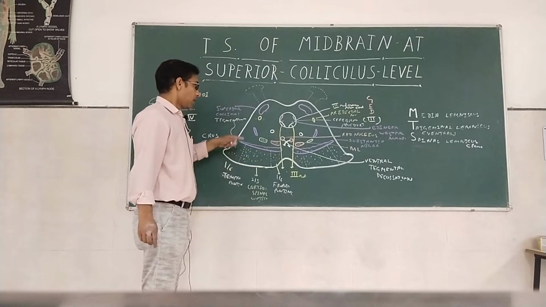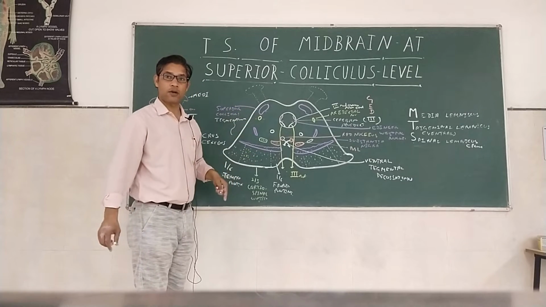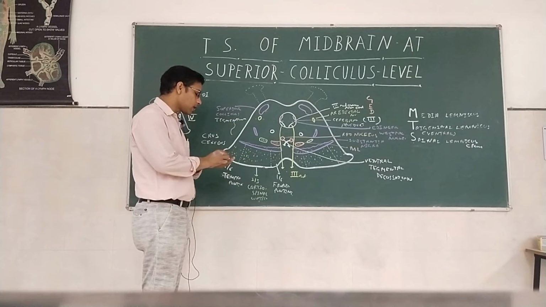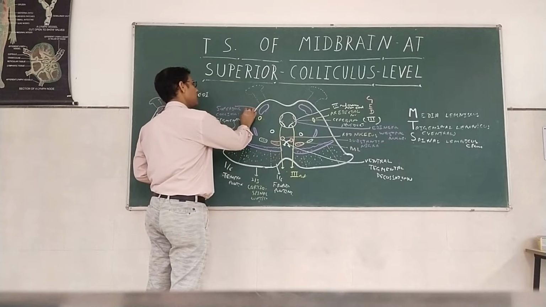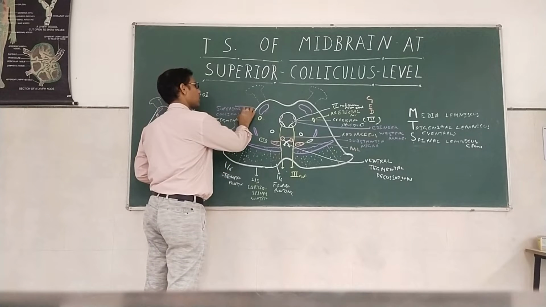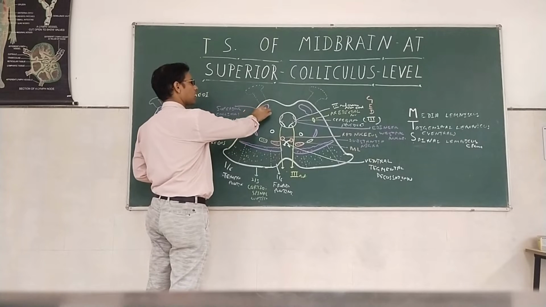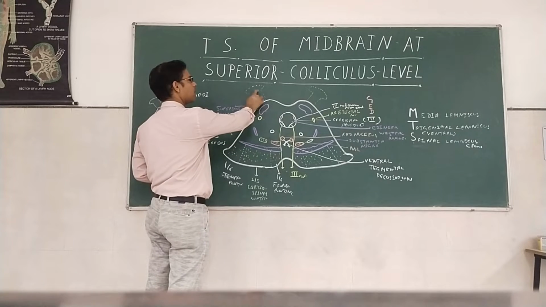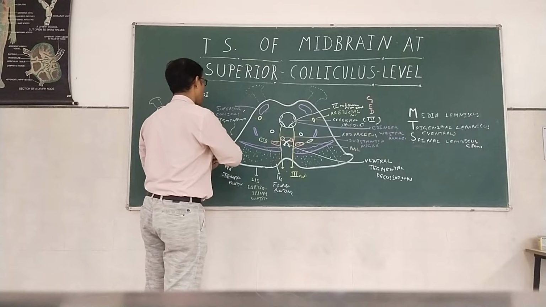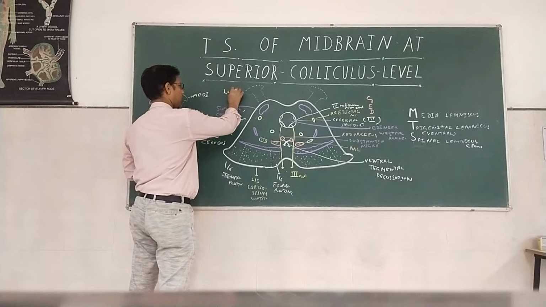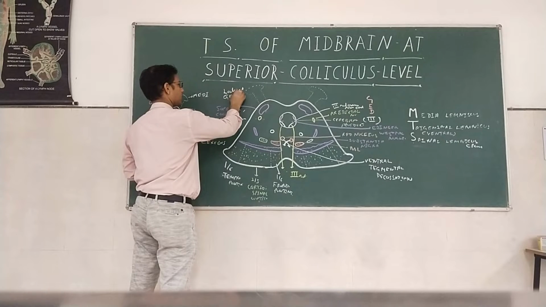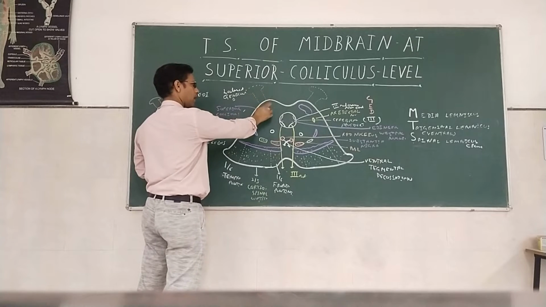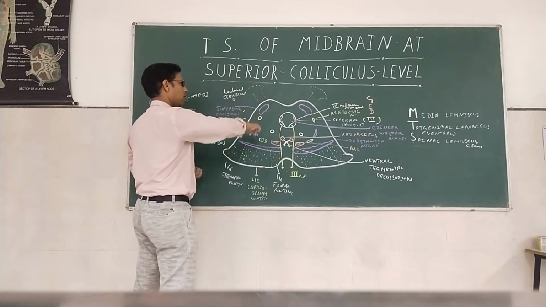Now, let's talk about the superior colliculus. How is the superior colliculus receiving fibers? Okay, first the afferents for the superior colliculus level. The superior colliculus is connected by the superior brachium to the lateral geniculate body. This is the superior brachium and this is the superior colliculus. This is the lateral geniculate body.